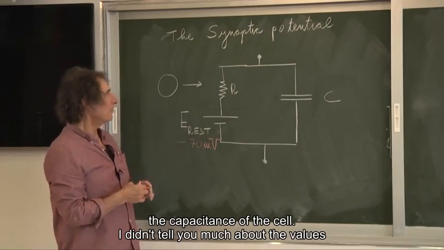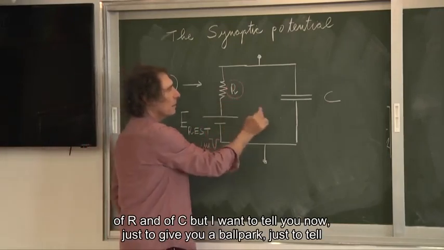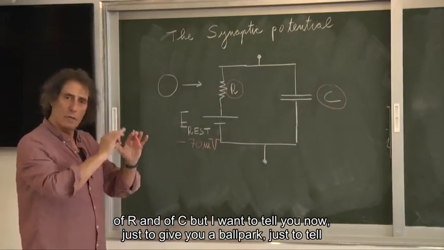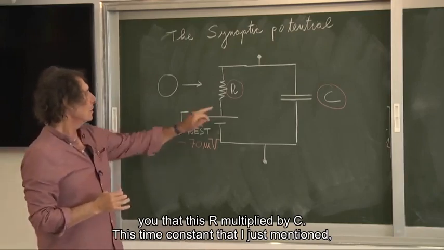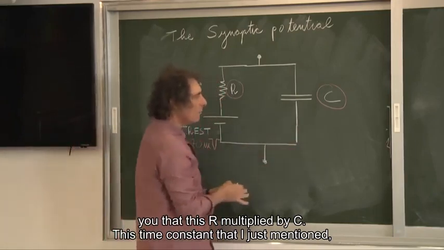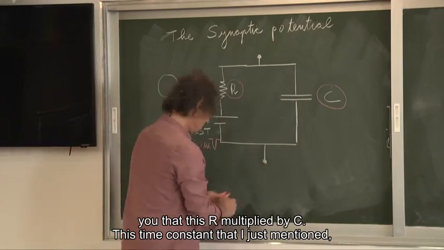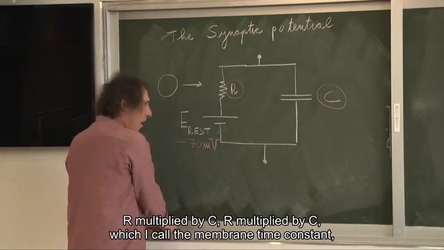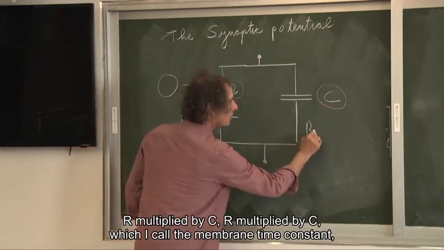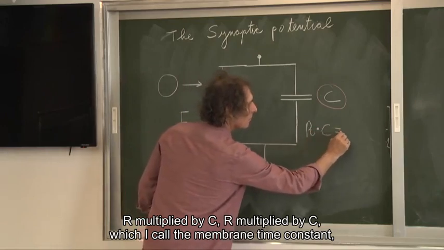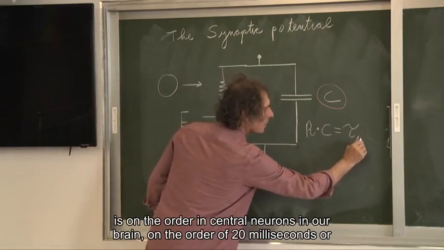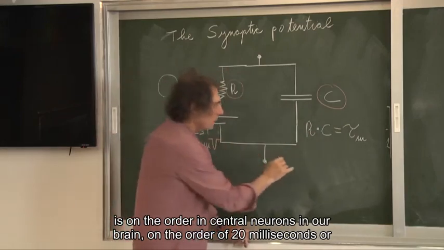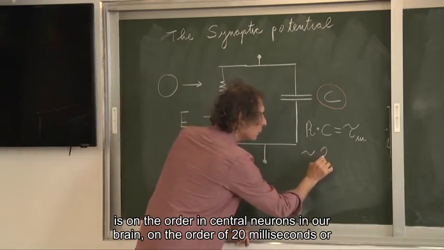I didn't tell you much about the values of R and of C, but I want to tell you now, just to give you a ballpark, that this R multiplied by C, this time constant that I just mentioned, which I call the membrane time constant, is on the order, in central neurons in our brain, of 20 milliseconds or so.